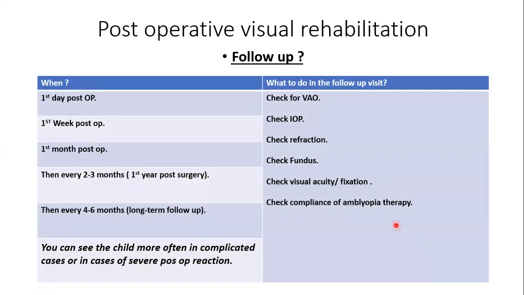Regarding post-operative visual rehabilitation for children with congenital cataract, usually we follow those patients post-operatively day 1, 1 week, 1 month, then every 2 to 3 months in the first year, then every 4 to 6 months for long-term follow-up. And in each visit, we should check for visual axis obscurations or opacities, IOP, refraction, fundus, visual acuity or fixation in small children, and compliance with the amblyopia therapy.